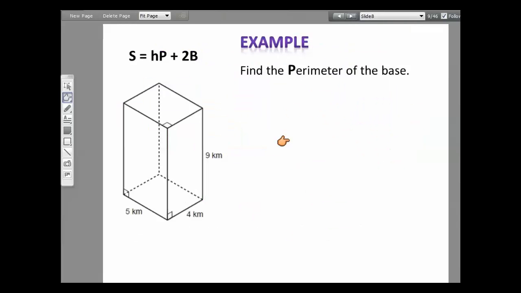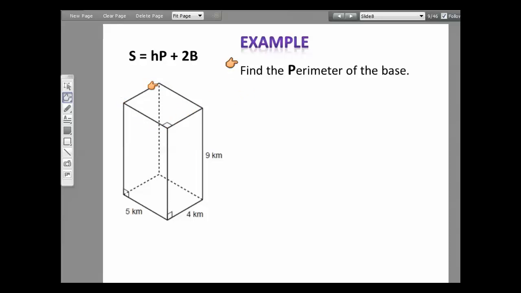Okay, so let's go through some examples. Examples are always nice. Notice here's our new formula: S equals HP plus 2B. Remember, H is the height of the prism. It's the edge that connects the bases. Here's P, capital P, for the perimeter of the base. I believe in this object, this top that I'm looking at right here is going to be my base. So my height is going to be this line right here. See how it connects the bases? And then I'm going to figure out the perimeter of the base.